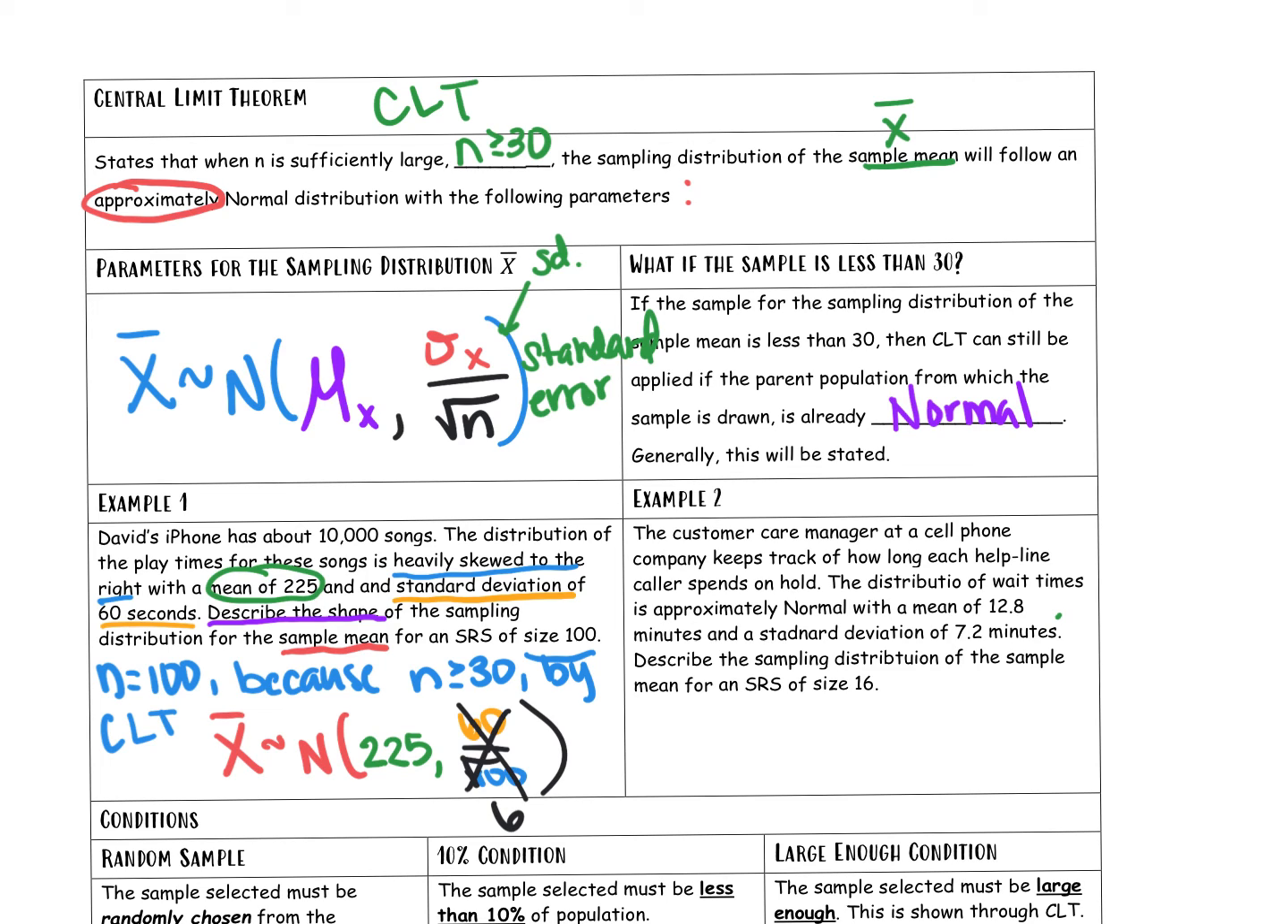So here what we looked for was a sample size bigger than 30. We got a sample size bigger than 30, we can use CLT, and we stated that we use CLT. X bar was approximately normal with a mean of 225 and a standard error, or standard deviation, of 6.